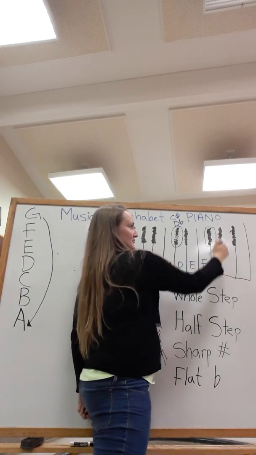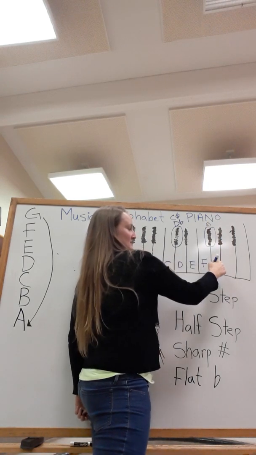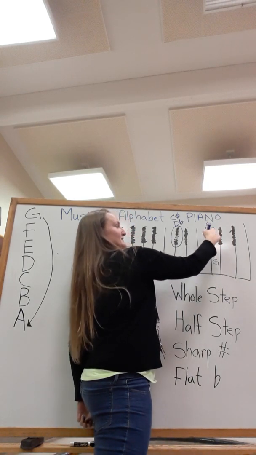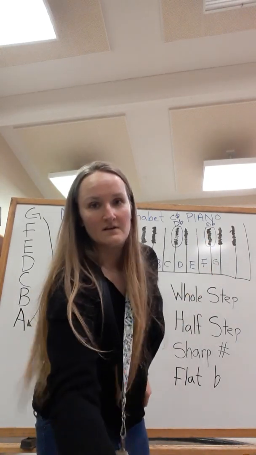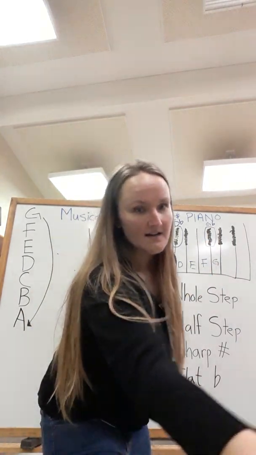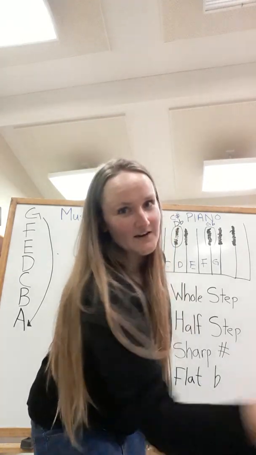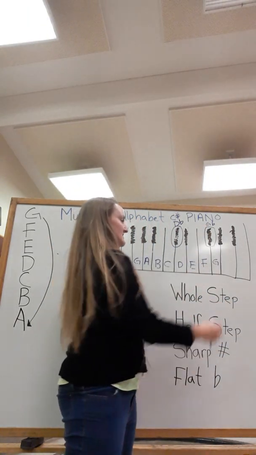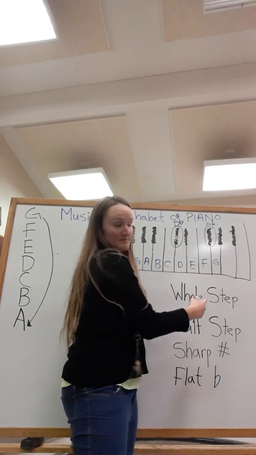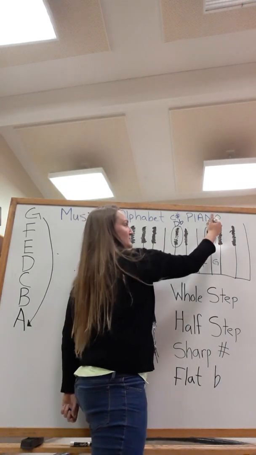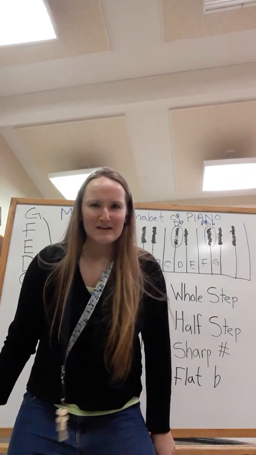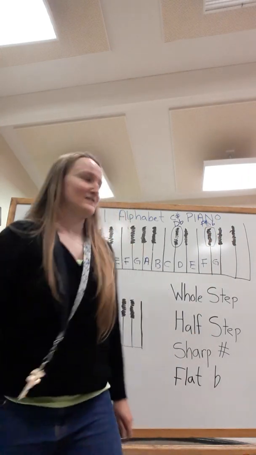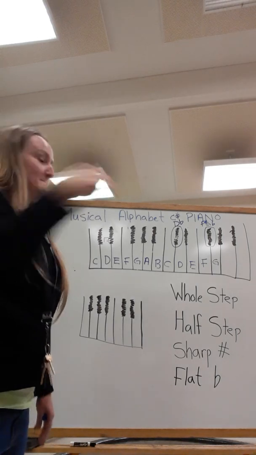So the G pitch would be G flat, because it goes down by a half step. It goes down by a half step, so it's G flat. And then the sharp name would be F sharp. Does that make sense? I hope it does. If not, come bug me.